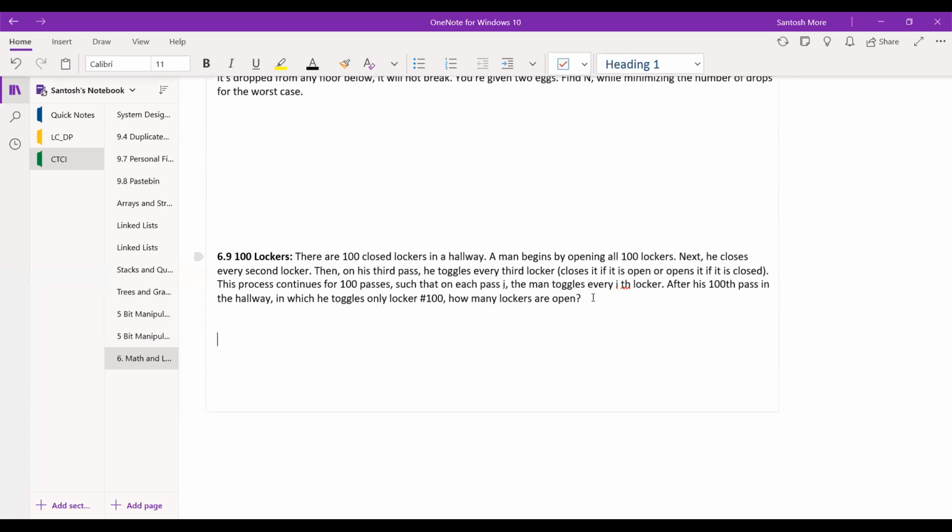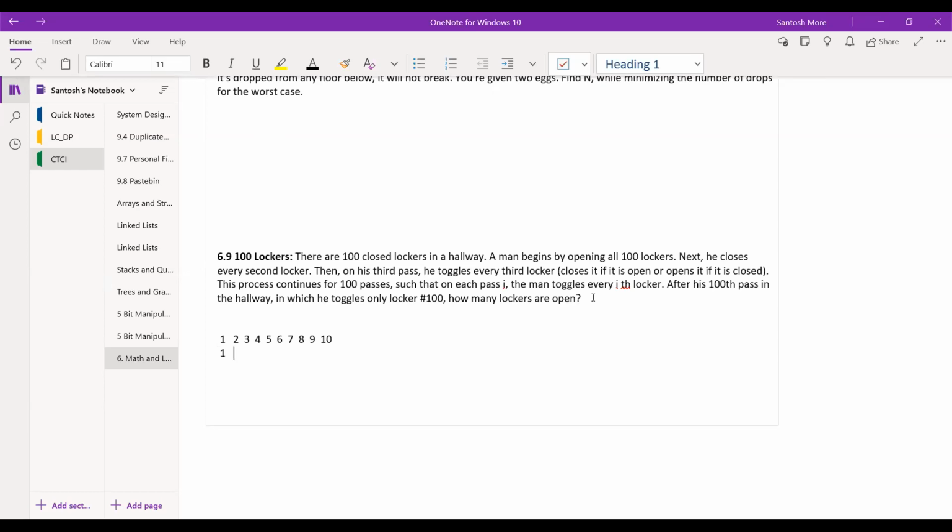I think this is a very classic problem that we have also gone through, right? Suppose we have lockers 1, 2, 3, 4, 5, 6, 7, 8, 9, and 10. I'll just take 10 in this case. If we start doing it, initially they are all closed, and then he opens them. So now they are all open. Then he goes for the first pass, so the first locker is open. Then he goes for the second pass.